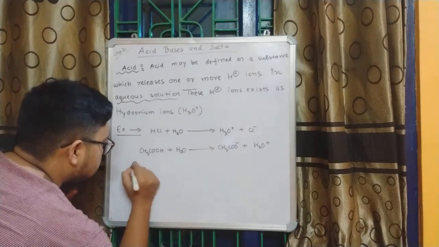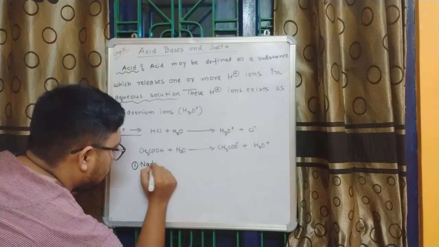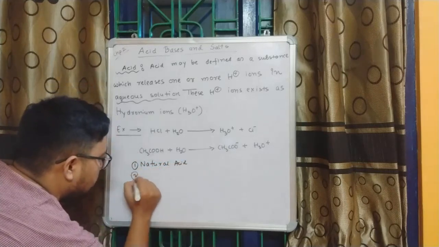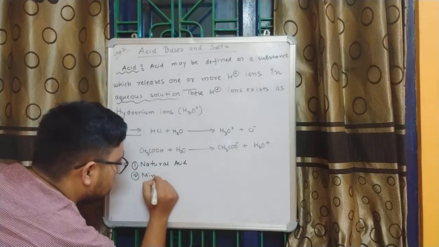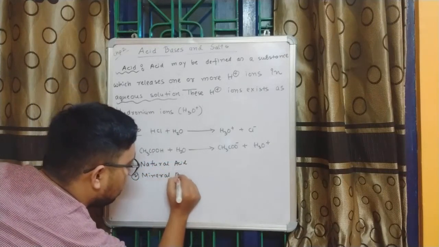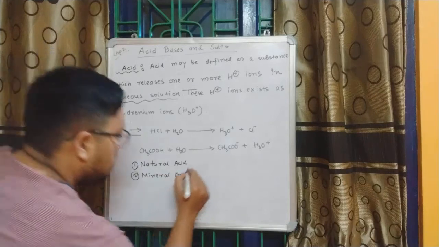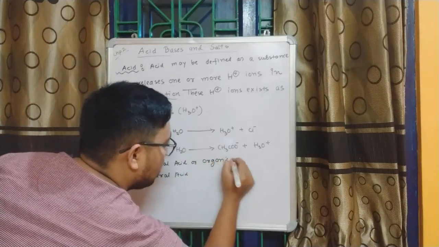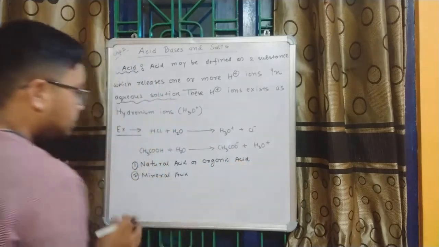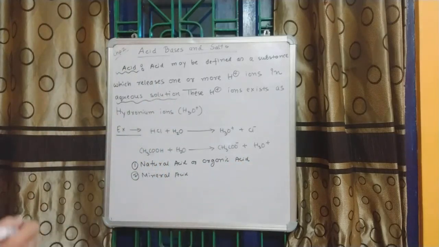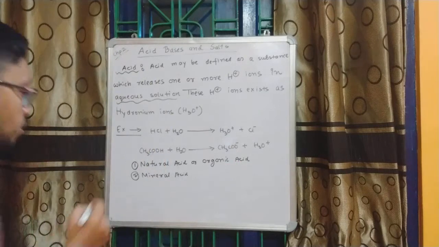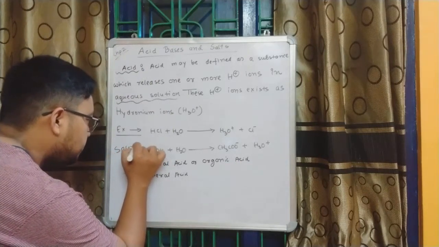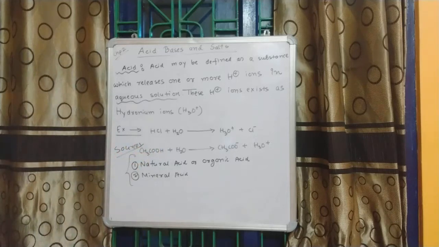Number 1 is natural acid. Number 2 is mineral acid. Natural acid is also called organic acid, and then we have the mineral acid. Two types of acids based on their sources.